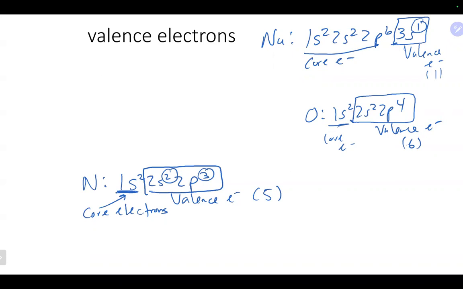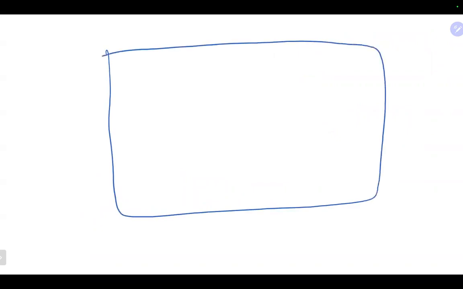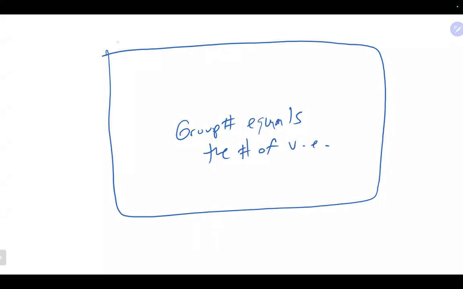So it's much easier to go to a periodic table, and basically the group number equals the number of valence electrons. So group 1, 2, we're talking 3, 4, 5, 6, 7, and 8. Everybody in group 1 has 1, everybody in group 2 has 2, 3, 4, 5, 6, 7, and 8.